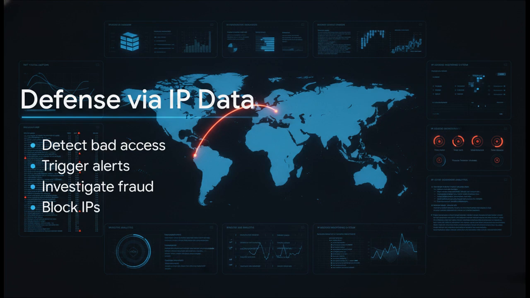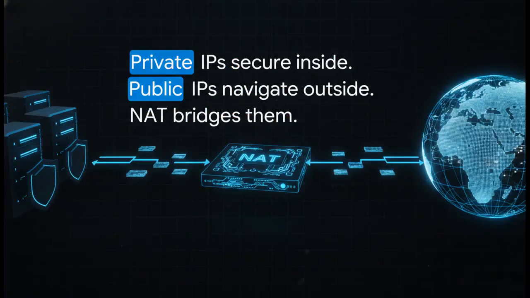Like if an employee based in Chicago suddenly logs in from halfway across the globe, that's a huge red flag. You can trigger automated alerts, investigate fraud, and set up dynamic block lists to drop malicious traffic from known bad neighborhoods on the internet. And you do all of this before those packets ever get anywhere near your internal private network. Let's wrap this up.